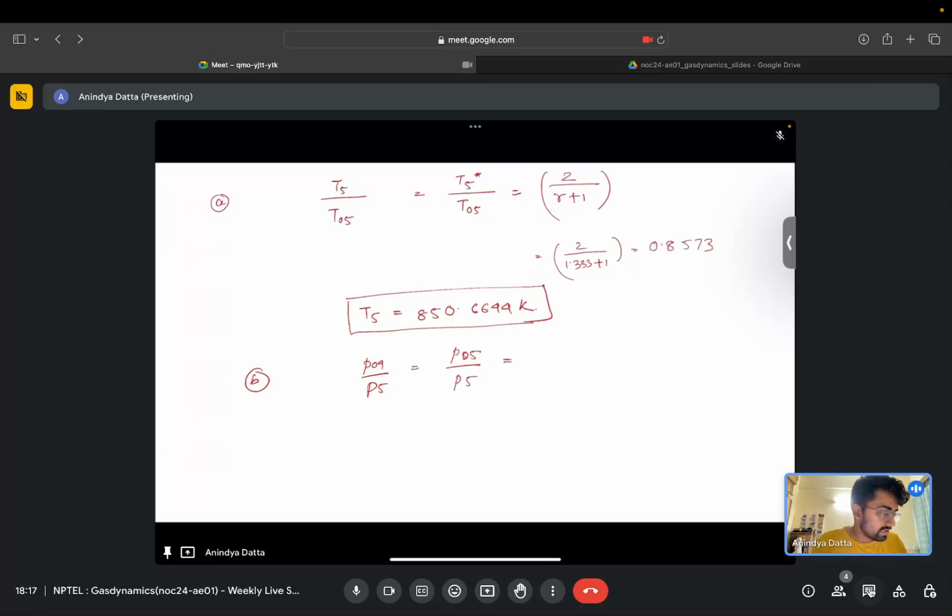Okay, at station 5, we can write this ratio T05 by T5 whole to the power gamma by gamma minus 1, right? And we see this value is 1.08573, gamma is 1.333, and this is 0.003. So this ratio we will get as 1.8524.